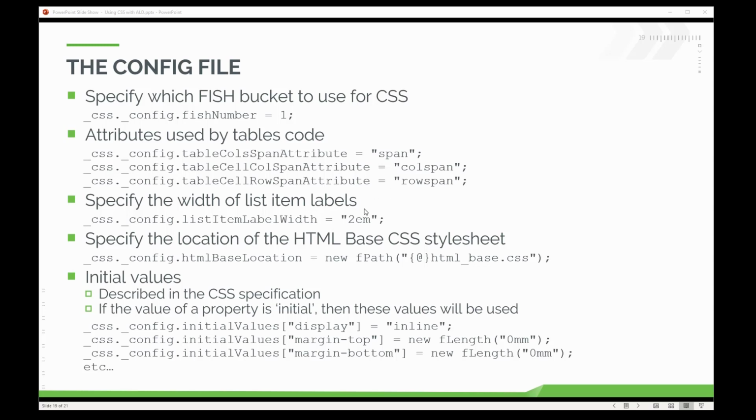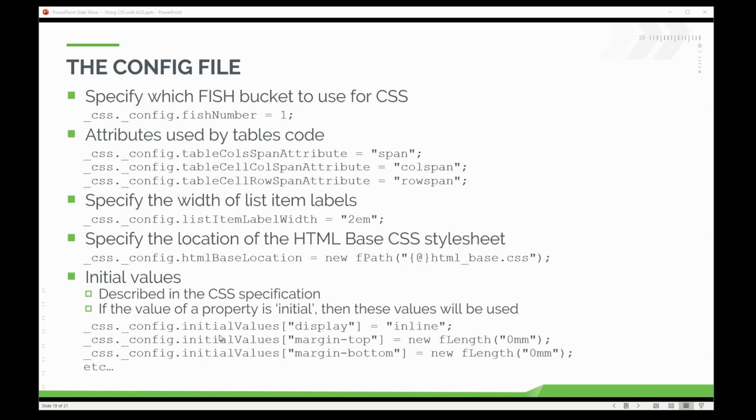By default in HTML, list item labels are 2 ems wide. If you want them bigger or smaller, there's an option there to set that default width, which is kind of handy. If you want to set an alternative location for your HTML base style sheet, by default it's in the installation folder, but if you want to pick it up from somewhere else, say you've got a customization of it, for example, then you can specify that in the config file too.